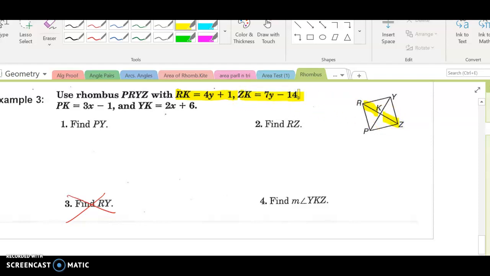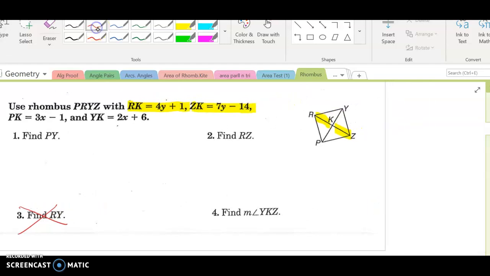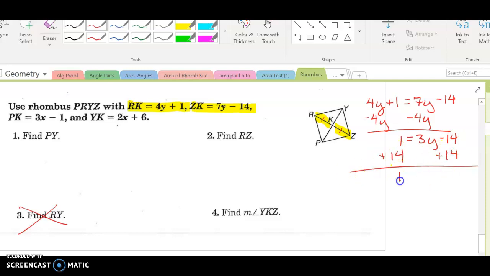All right, so starting off, I've already noticed that I have 2 pieces, 2 halves of a diagonal cut into equal pieces, and so I know that those are going to be equal to each other. What's interesting about this problem is it doesn't start off asking us to solve for x or y, but you do have to solve for both x and y in order to solve this problem. So I can subtract 4y, I get 1 equals 3y minus 14, add 14, so 15 equals 3y, divide by 3, and y equals 5.